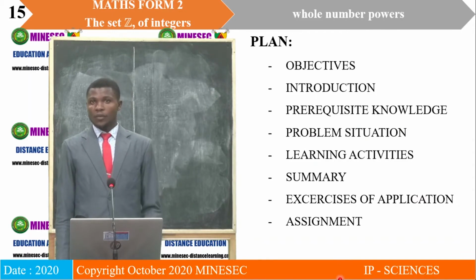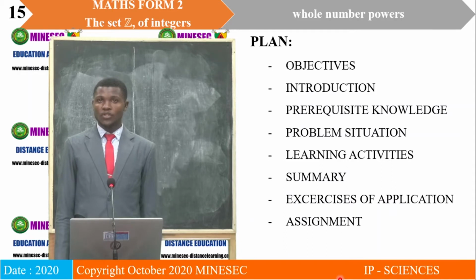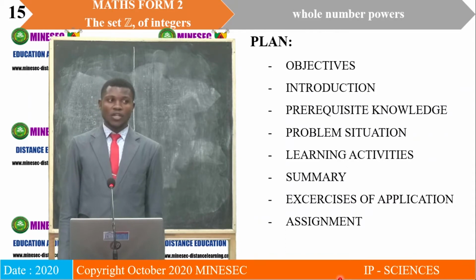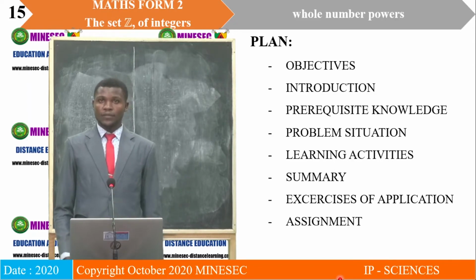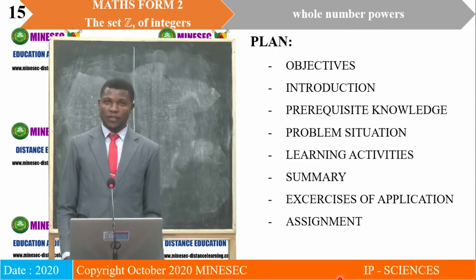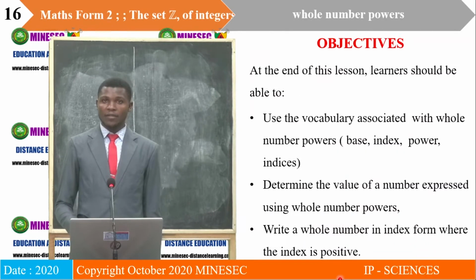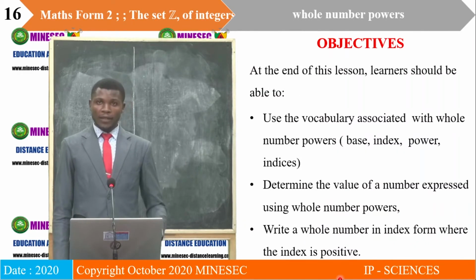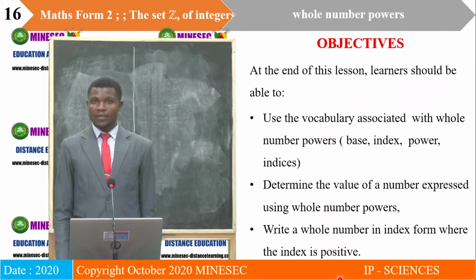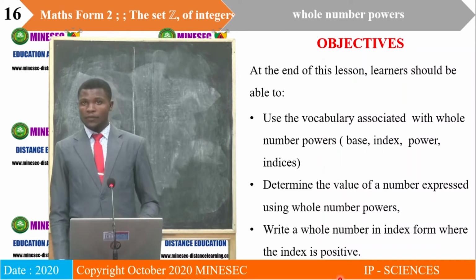for today. We have the objective, we have introduction, we have the prerequisite knowledge, which is the knowledge that you need to have acquired that will help you to better understand this lesson. We have the problem situation, we have the learning activity, we have the summary, we have exercise of application, and we have the assignment.